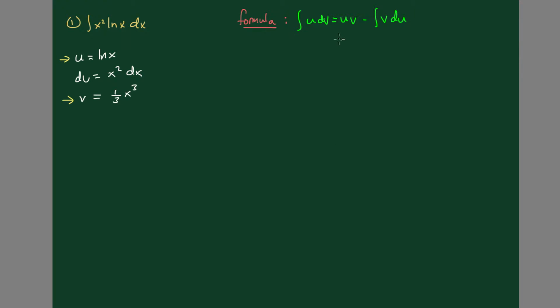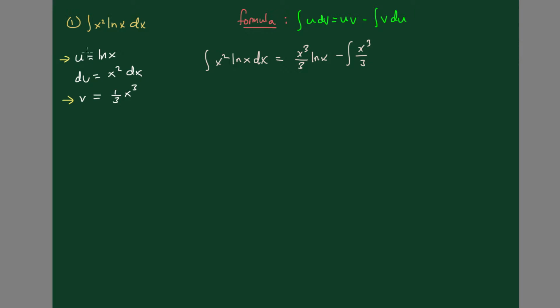So we can go ahead and plug this right into the formula, and if we do that, we're going to get the integral of x squared times ln of x dx is equal to u times v, right? Our u is ln of x, our v is x cubed over 3. So we're going to have x cubed over 3 times ln of x, and then minus the integral of v du. So minus the integral of v, which is x cubed over 3, and then du.